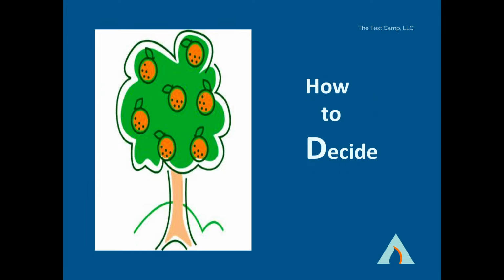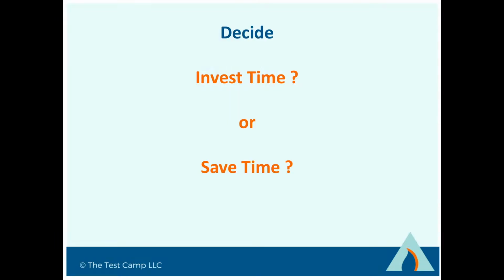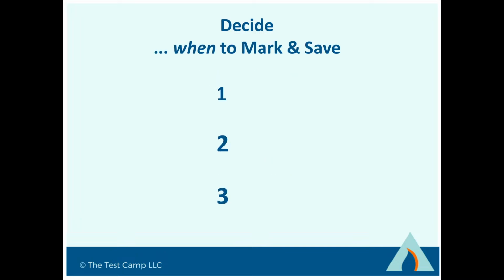So this skill is about how to decide. When do you invest time or save time to move on to get to the easier, less involved questions? Well, the TestCamp system requires looking at three conditions that will help you decide. The acronym in order is I, R, and S, and that stands for image, reading, and steps. Again, these are the conditions we recommend before you decide to invest time in answering a question.